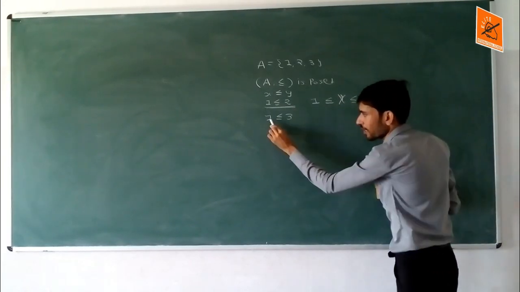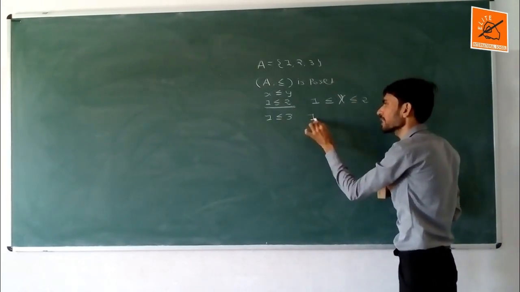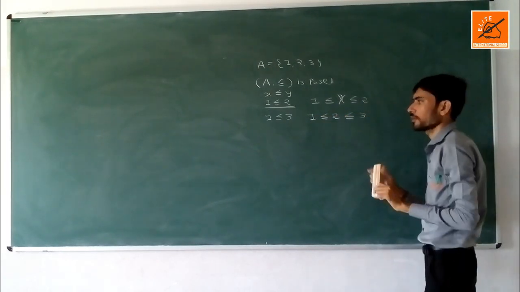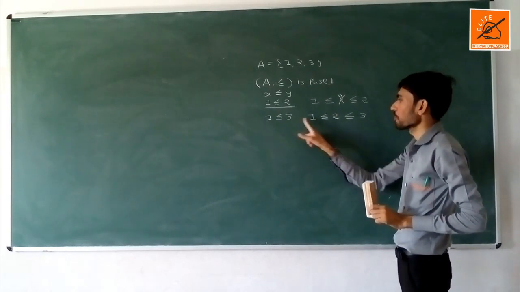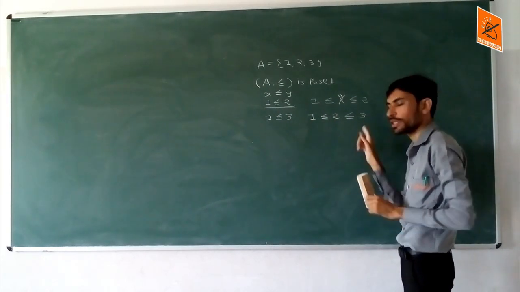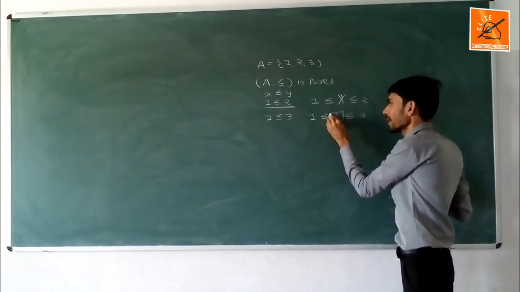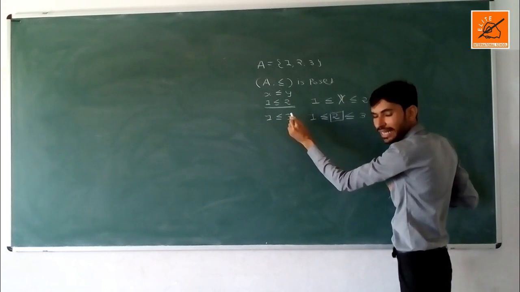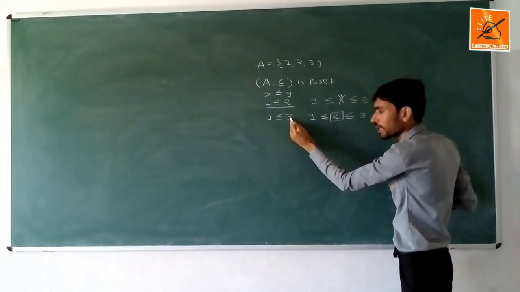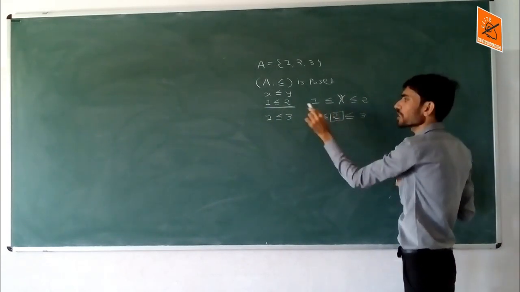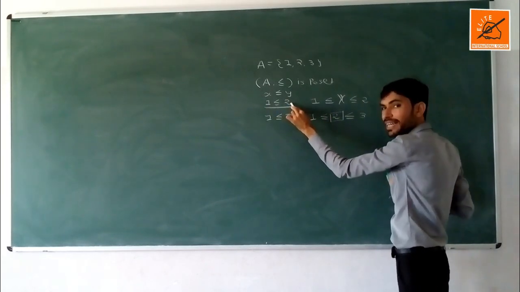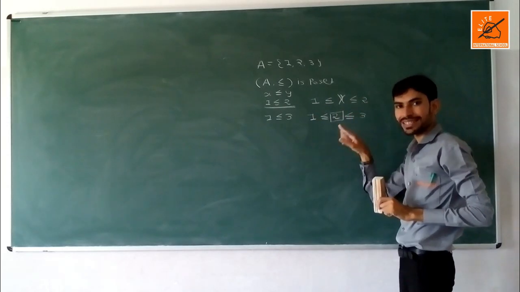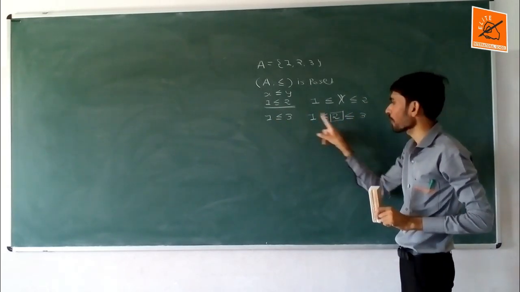Now in the second case, 1 is related with 3, but here there exists one element between them, and that element is 2. So 1 is less than or equal to 2, which is less than or equal to 3, and this 2 is an element of set A. So 1 is related with 3, but via 2. In the first case, 1 is directly related with 2, and there does not exist an element between 1 and 2. In the second case, 1 is related with 3 but via 2.